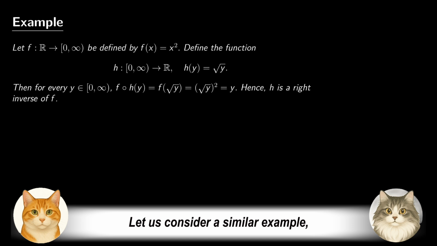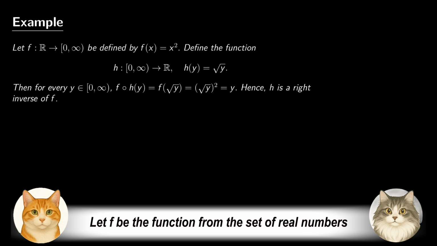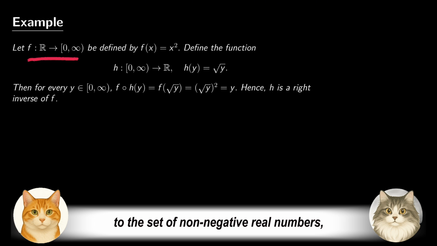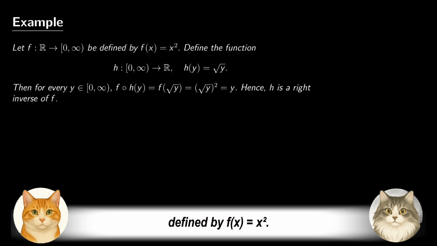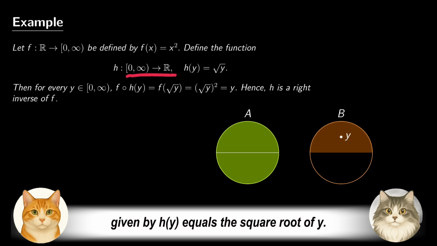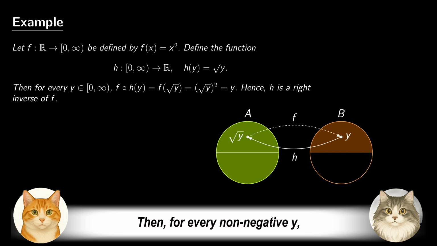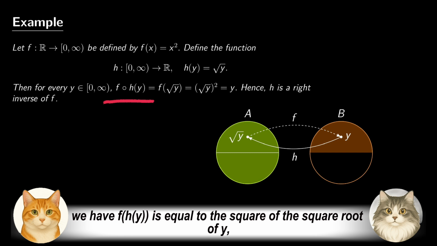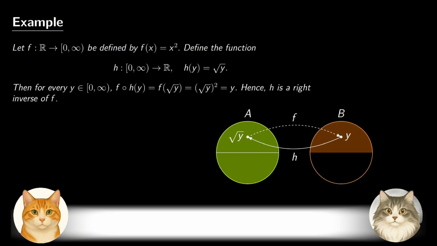Let us consider a similar example, but with the domain and codomain reversed. Let f be the function from the set of real numbers to the set of non-negative real numbers, defined by f(x) equals x squared. Now, we define a function h from the set of non-negative real numbers to the set of real numbers, given by h(y) equals the square root of y. Then, for every non-negative y, we have f(h(y)) is equal to the square of the square root of y, which is equal to y. Hence, h is a right inverse of f.